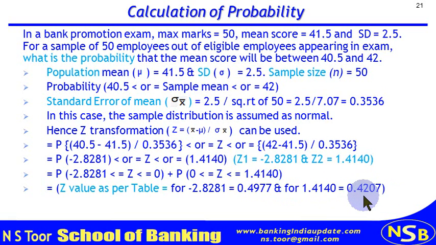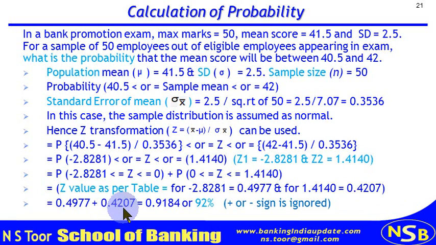So we have two probability values now, 0.4977 and 0.4207. Now we will add it up, and the sign will not be taken into consideration for adding it up. So we add it up by ignoring the sign, and this is total 0.9184 or 0.92, meaning 92%. So there is a possibility that the mean score will be between 40.5 and 42 for this sample of 50 employees. So the probability is 92%.